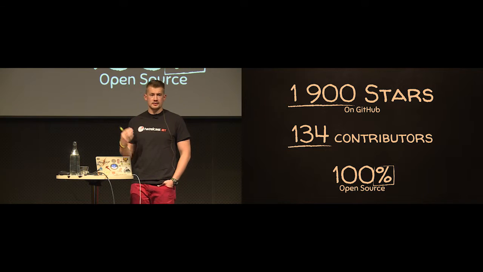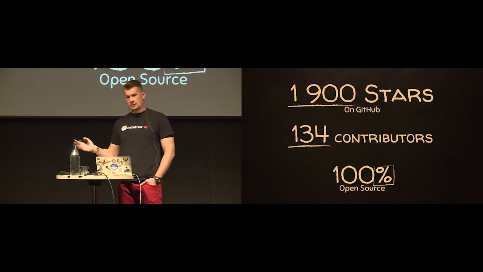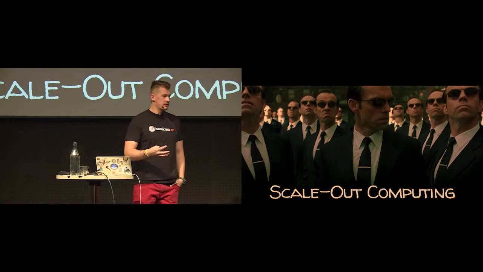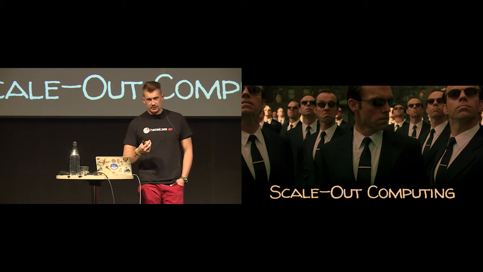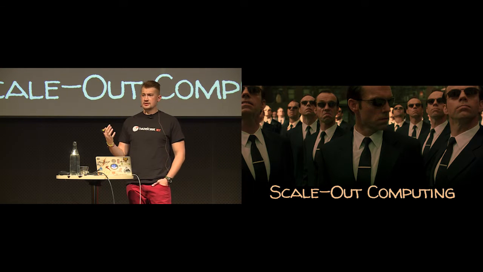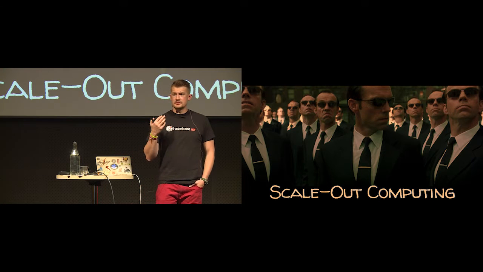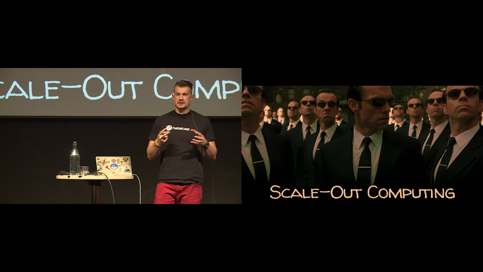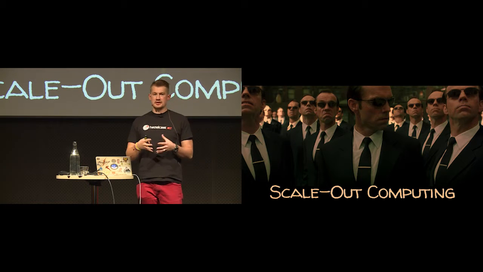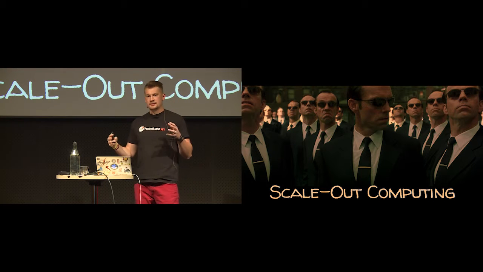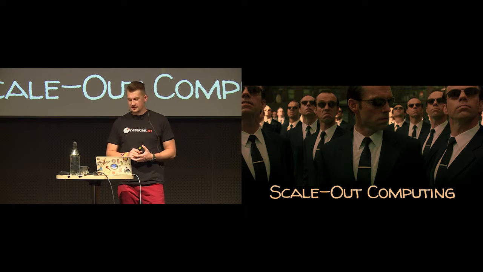We have 134 contributors, including external contributors, people who do not work for Hazelcast. And Hazelcast actually provides a very simple approach for scalability. You have commodity servers or commodity cloud machines, and with these commodity machines, you can create a very powerful cluster. If you remember from Matrix, the agent Smiths can create lots of trouble in Matrix.